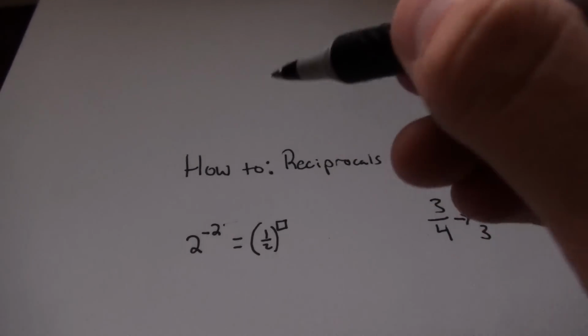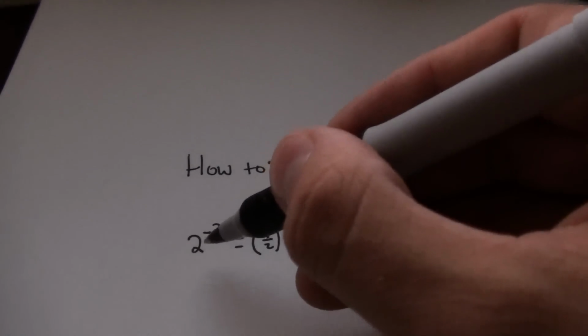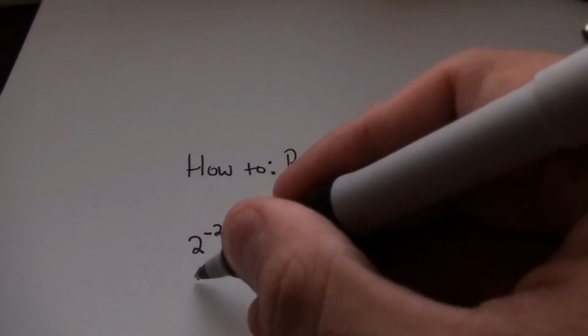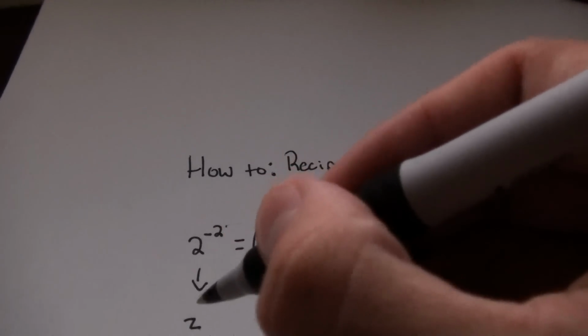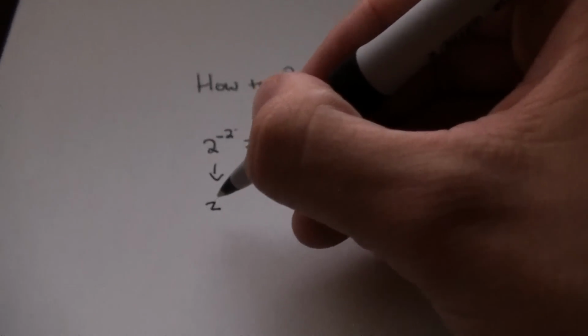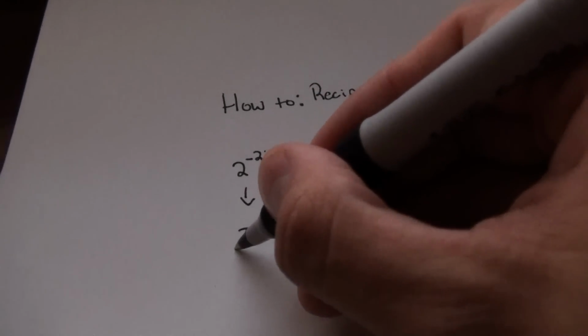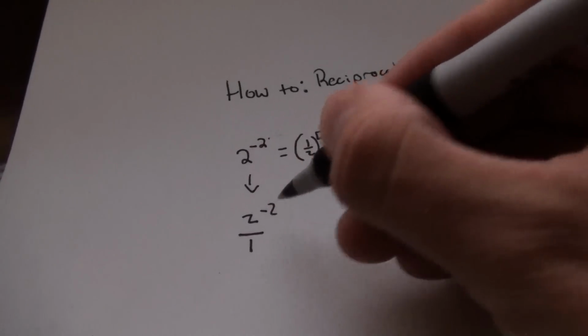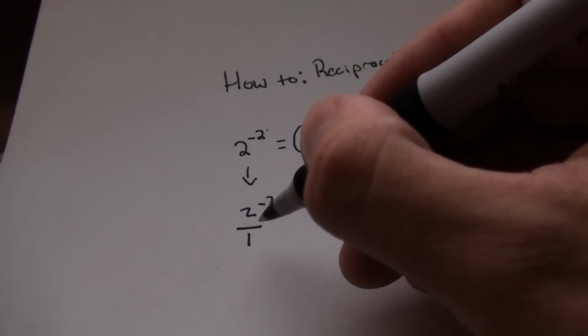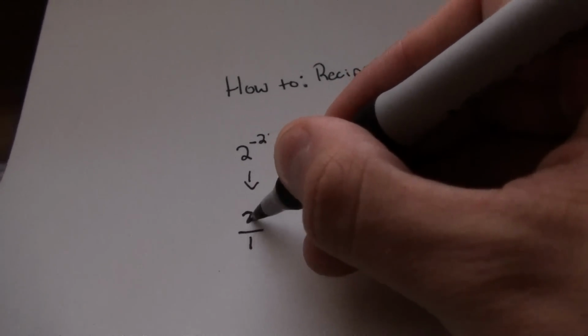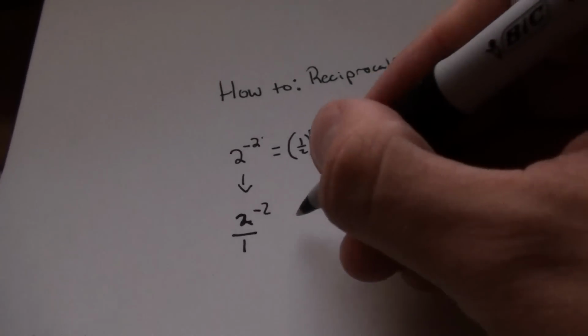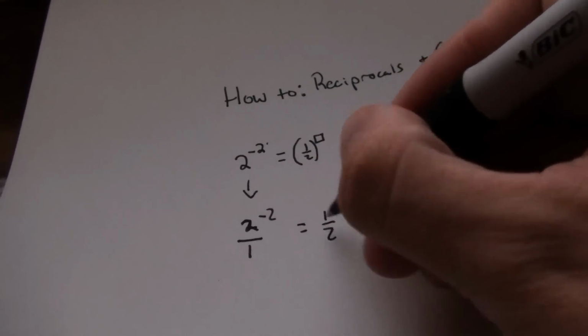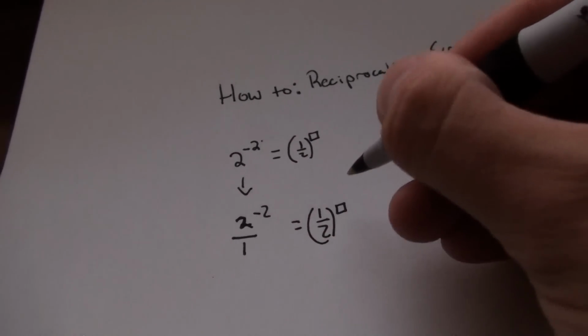Well, in order to have a reciprocal in the first place, we have to set this up as a fraction. So this is going to become 2 over 1 to the negative 2. Okay, so now it's a fraction. That kind of looks more like a z, but it's supposed to be a 2. Equals 1/2 to the, once again, we don't know.